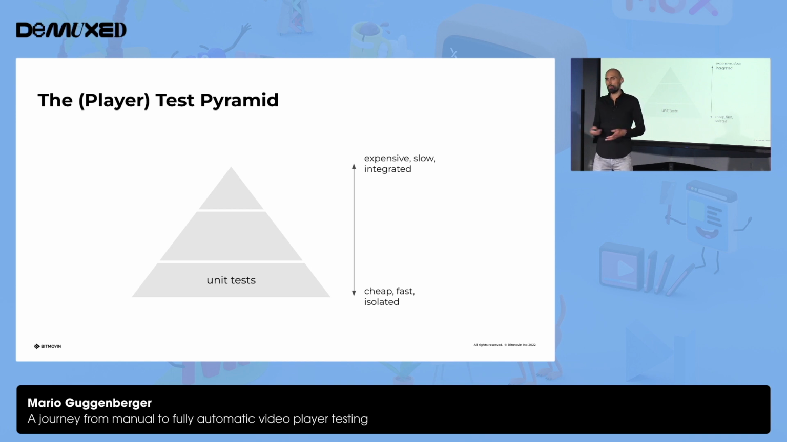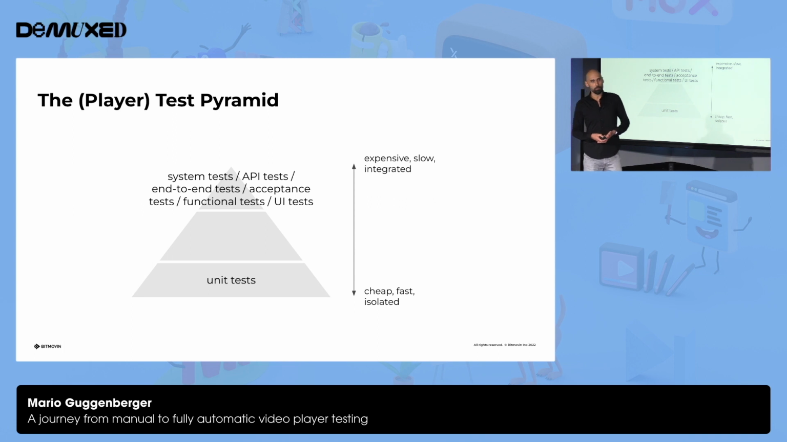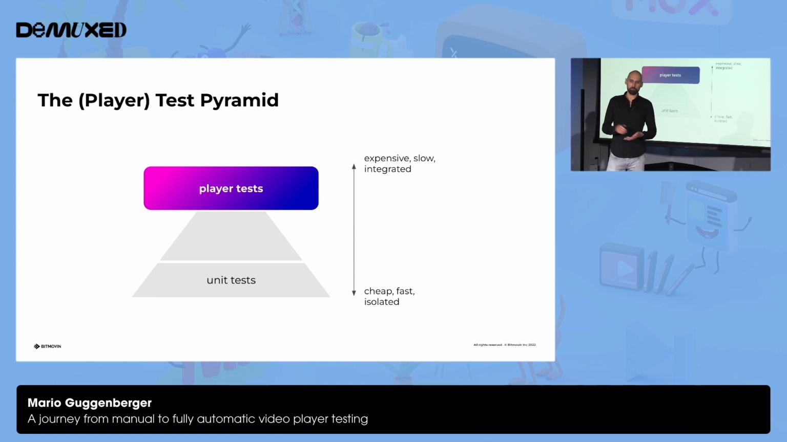Somewhere in between, you'll find, for example, integration tests, and at the top, depending on who you ask, they'll be called system tests, or API tests, or end-to-end tests, or acceptance tests, or functional tests, sometimes UI tests. And this top of the pyramid is what I'll talk about today. And yeah, we all know naming is hard, right? So I won't make a science out of this. And I simply call them player tests.